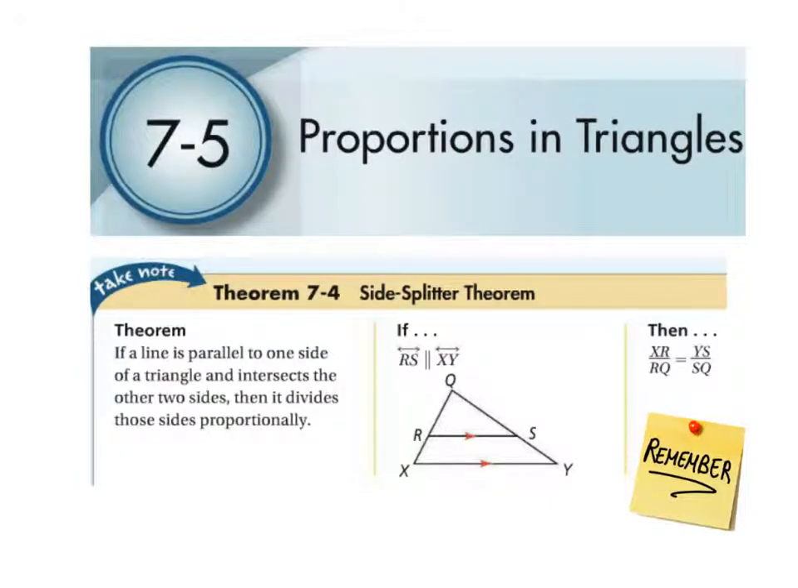Hi, how's it going? We are wrapping up Chapter 7 today. This is 7.5, and we have some special proportions in triangles, and that's what we're going to look at today.